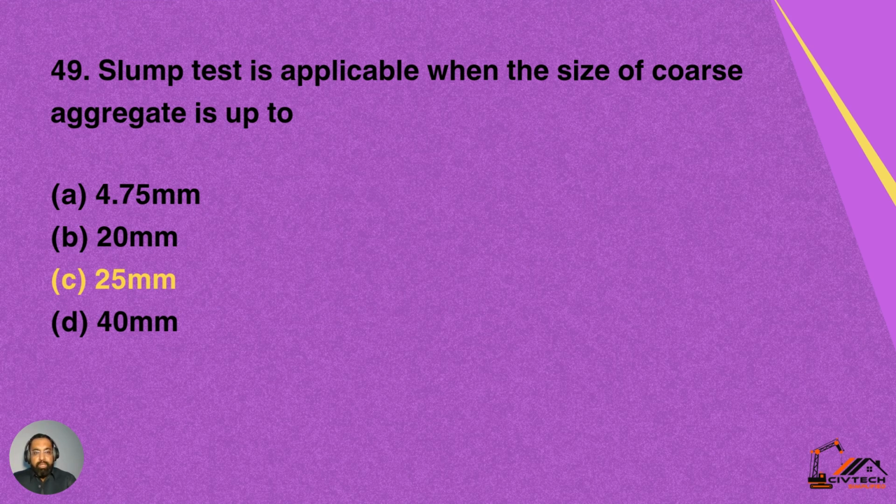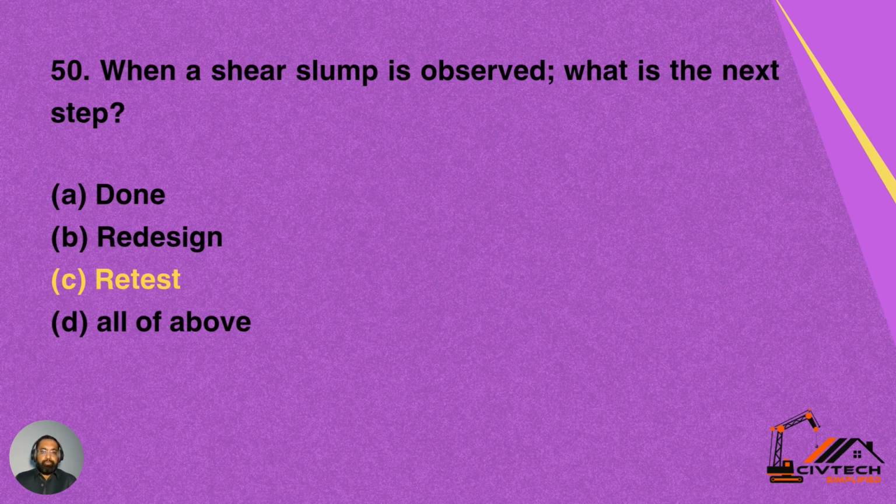Question number 49. Slump test is applicable when the size of coarse aggregate is up to: option A 4.75 mm, B 20 mm, C 25 mm, D 40 mm. So slump test is applicable when size of coarse aggregate is at least 25 mm. Option C is the correct answer for this question.